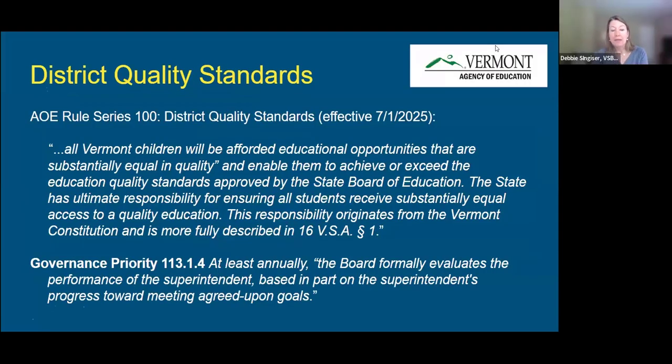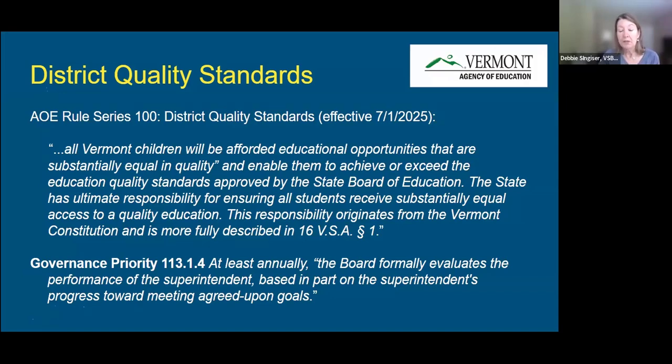Back to me. So by now, you have hopefully at least heard of and are familiar with the district quality standards that take effect this summer. But as a quick review, in 2023, the Vermont Agency of Education adopted the state's first district quality standards known as Rule Series 100. DQS, more commonly known as DQS, aims at improving school district quality as a means to support the state's goal that is set forth in statute. And that is that all Vermont children will be afforded educational opportunities that are substantially equal in quality and enable them to achieve or exceed the education quality standards approved by the State Board of Education.